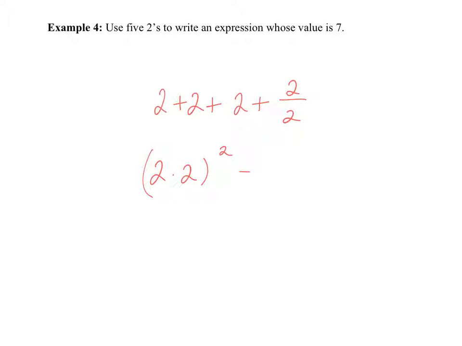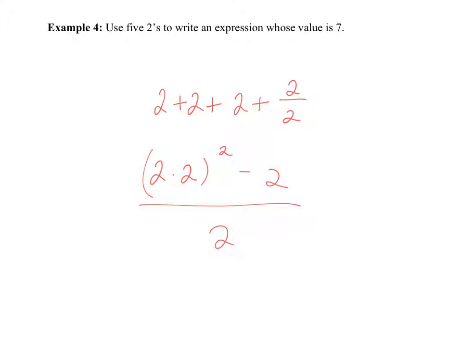Like that? No. Subtract by just 2 and then put it all over 2. That would be 2 times 2 is 4. 4 squared is 16. 16 minus 2 is 14. 14 over 2 is 7. That's a really creative one. I like it. Very good, Maura.